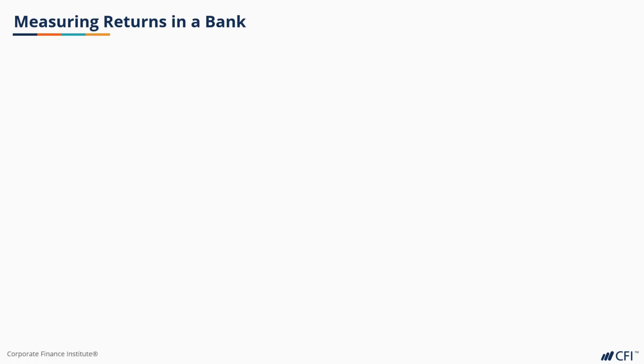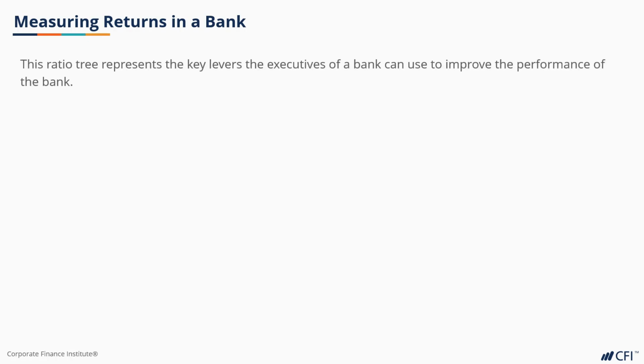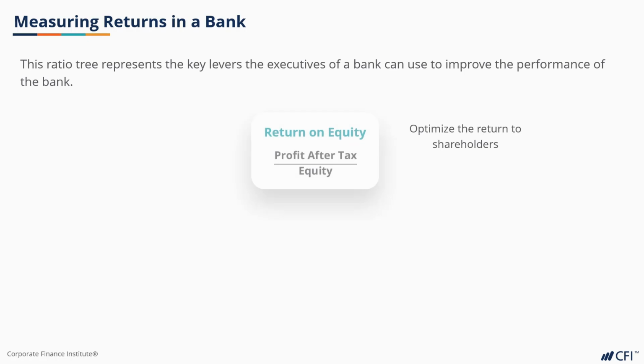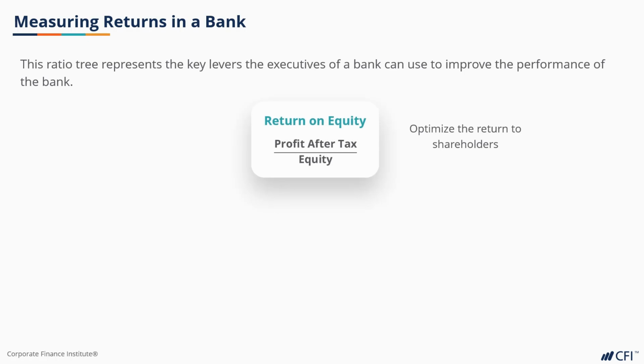Let's direct our attention now to how a bank measures its returns. This ratio tree represents the key levers bank executives can use to monitor and improve the performance of the bank. The main goal of the bank, as it is for most businesses, is to maximize, or at least optimize, return to shareholders. The metric, return on equity, or ROE, is calculated by dividing shareholder profit after tax into the shareholder's investment in the bank, the equity.